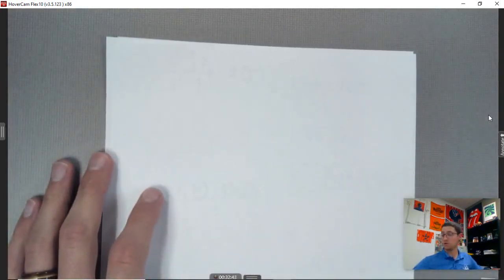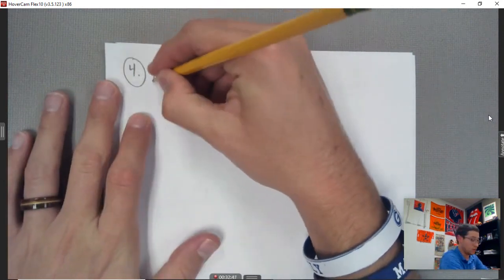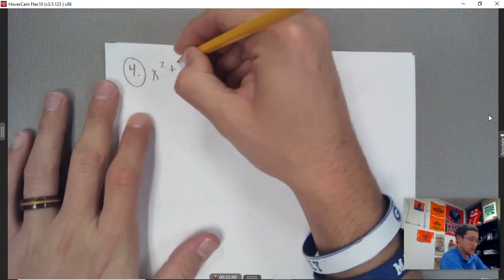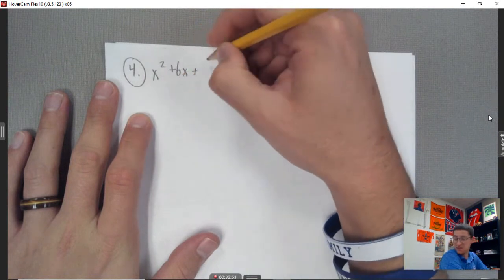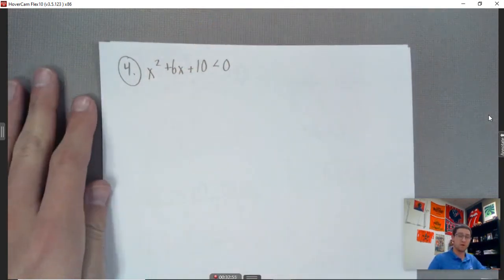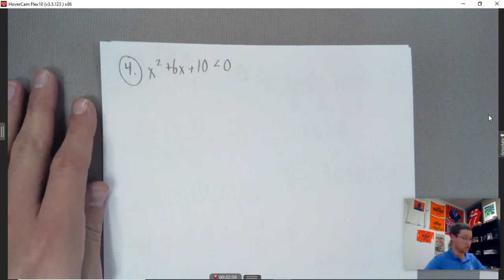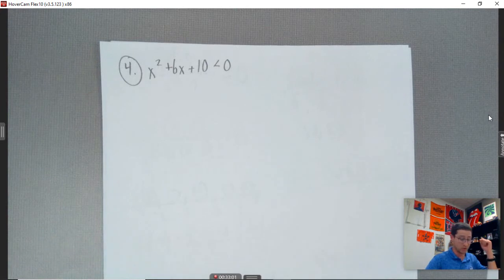Number 4. Okay, so we've got x squared plus 6x plus 10 less than 0. First step, make sure 0 is all on one side. We've got the 0, so we're good. And then factor the polynomial. All right, so we're going to check if we can factor it.